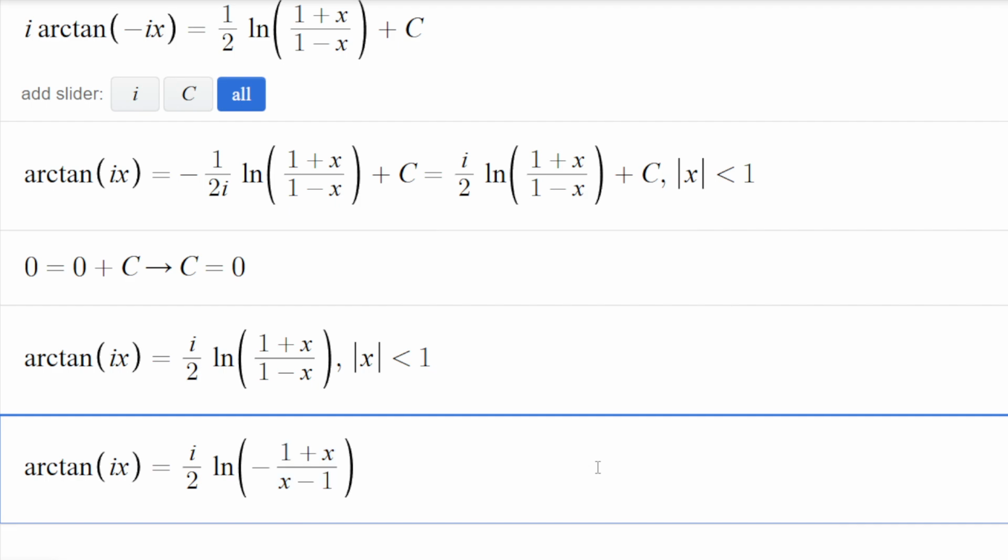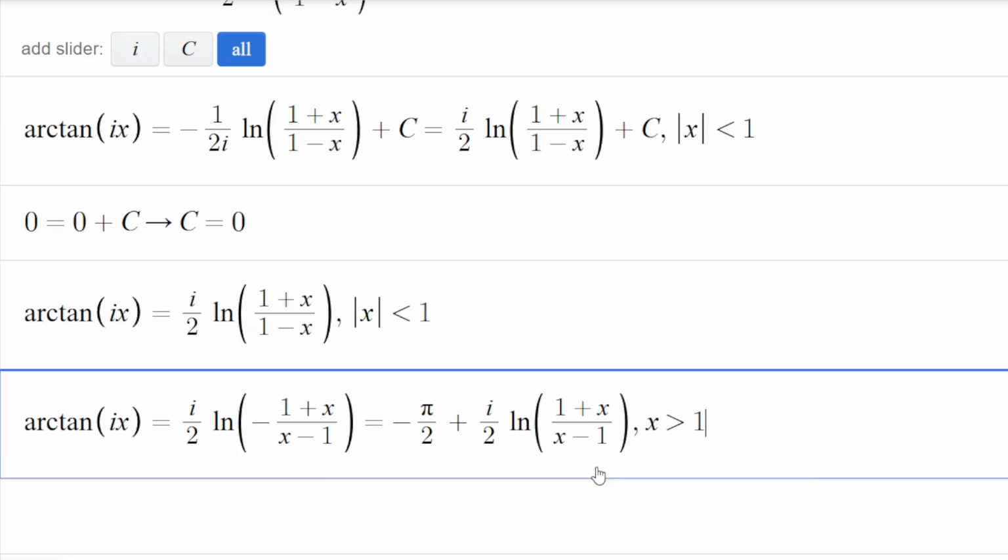Okay, and now you'll notice that this term that I have highlighted is going to be good for x greater than 1. All right, now we can use the properties of logarithms to split this up into two separate natural logs. And what we'll end up with is, for our first natural log, i over 2 times the natural log of negative 1. The natural log of negative 1 is i pi. Multiplying those together would give us negative pi over 2. And then we'd just be left with this, which would be our other natural log. And so this is going to be good for x greater than 1.